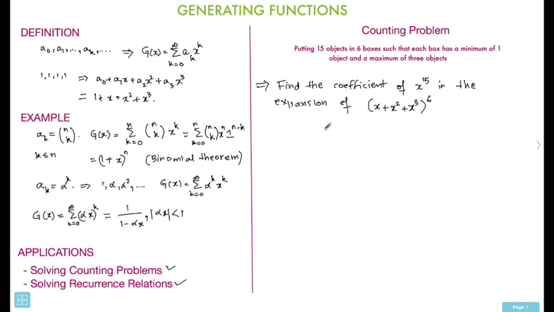So now it's a matter of just normal algebra. What I will do is I will say x to the 6 times (1 plus x plus x squared) to the 6.